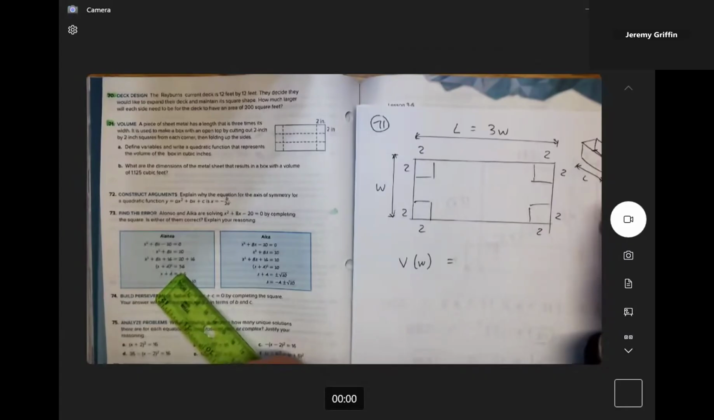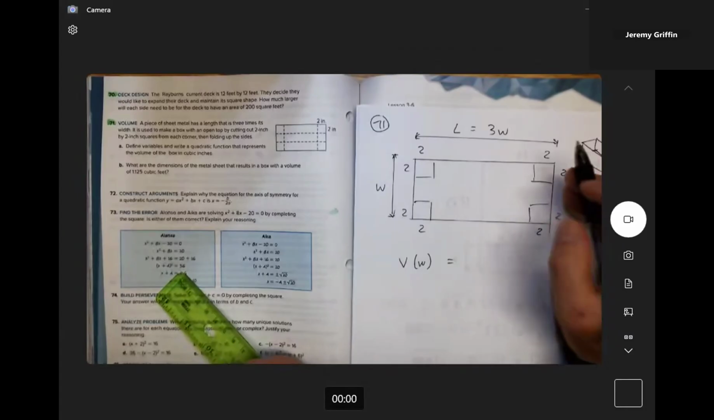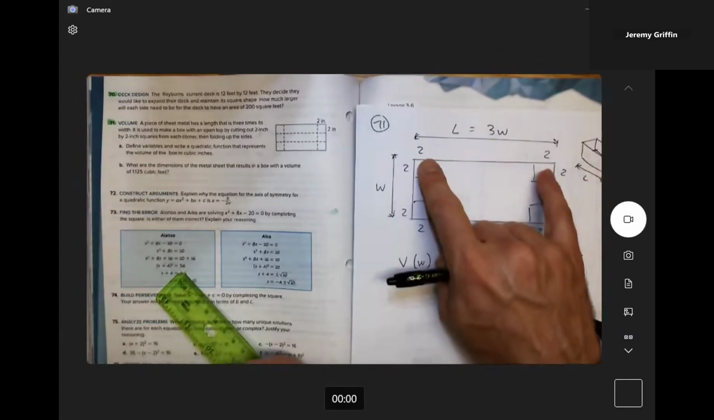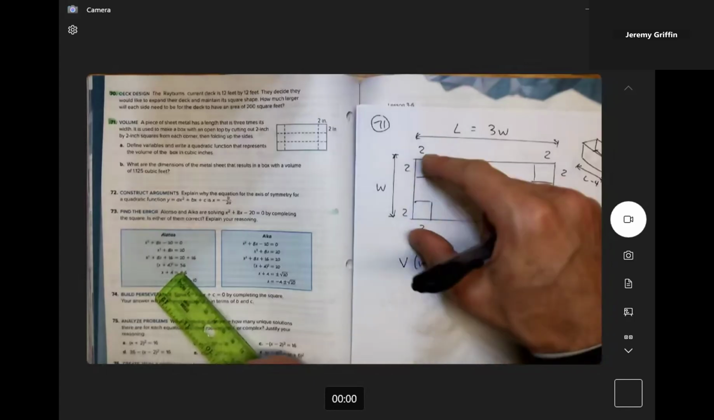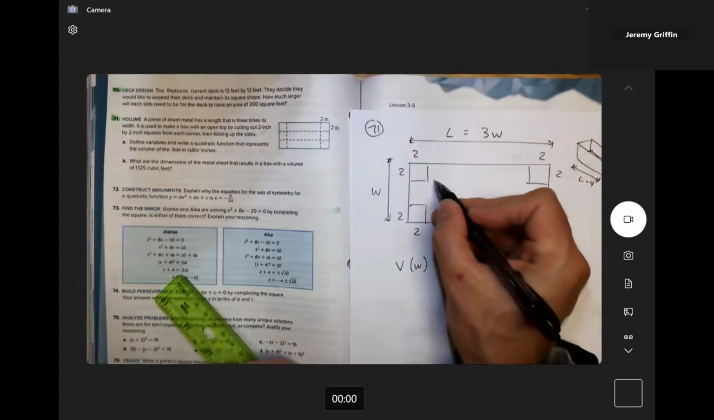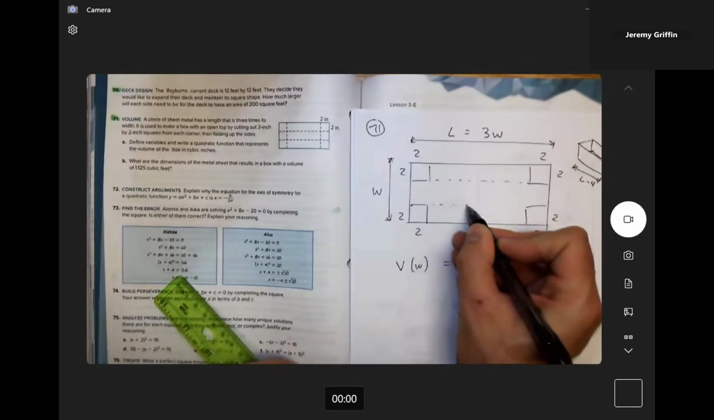Actually that's not exactly true. It'd be length minus two, wouldn't it? Length minus four. And then this would be the same idea here, width minus two minus two. Right? So if I fold up these sides, you guys gotta think in 3 dimensions on this.